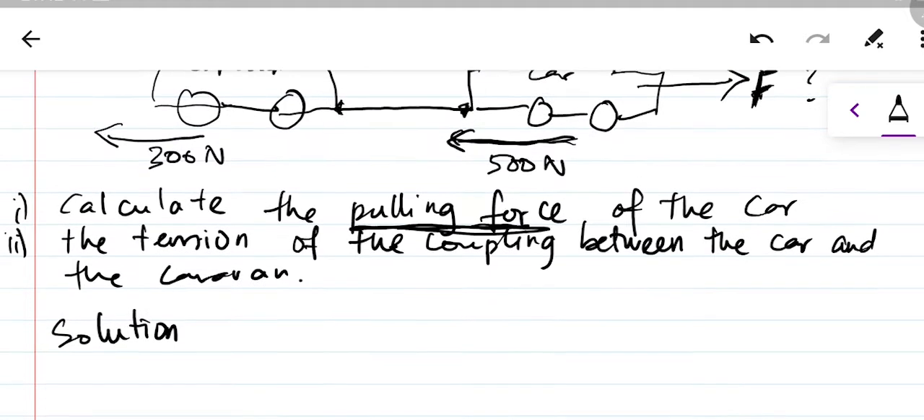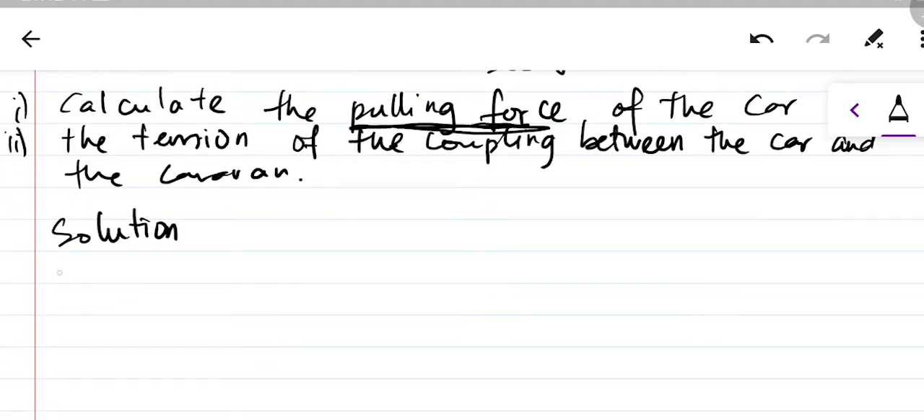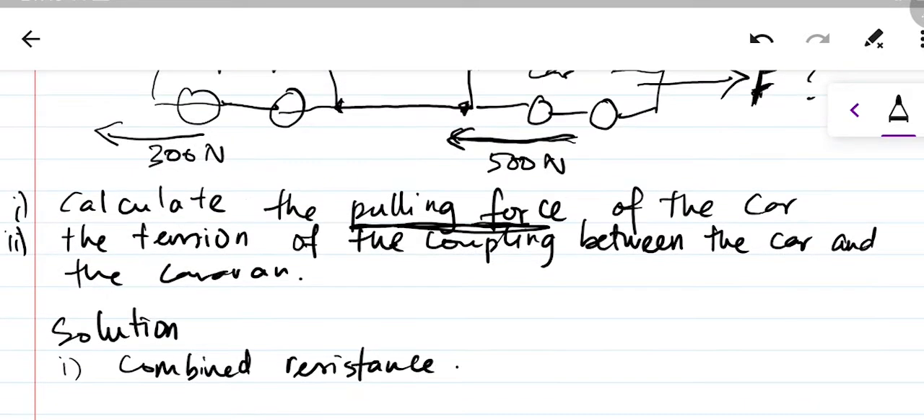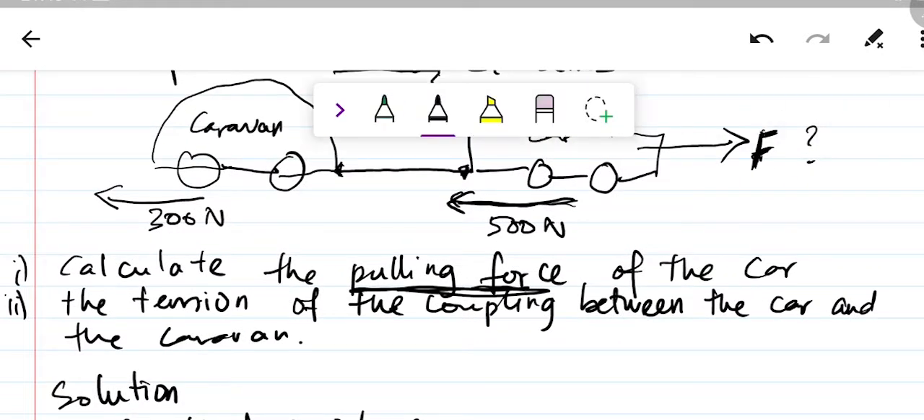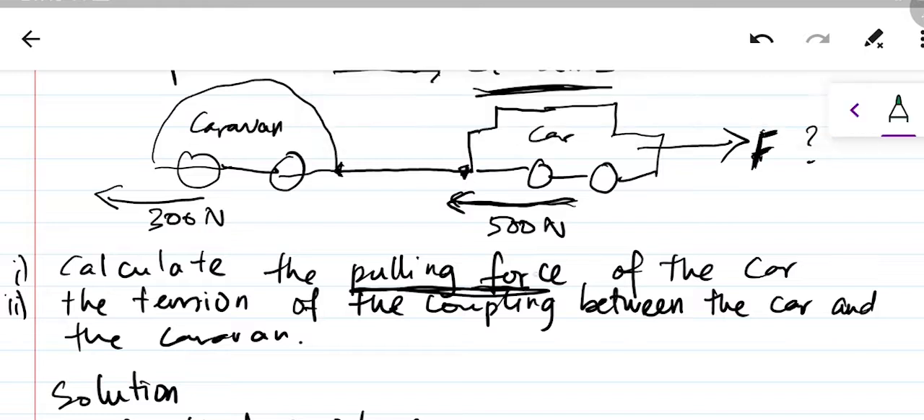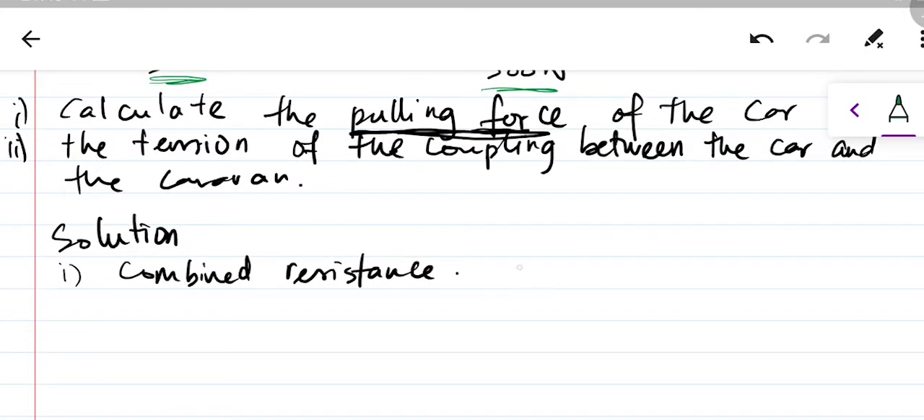Let's start with the solution. Question 1. Firstly, we calculate the combined resistance. Very straightforward: 300 Newton plus 500 Newton. So we get 800 Newton.